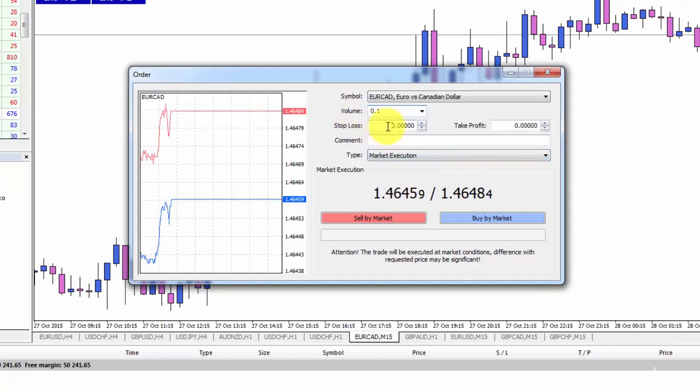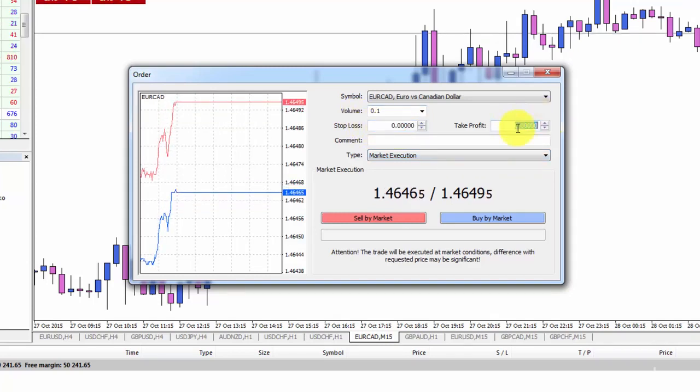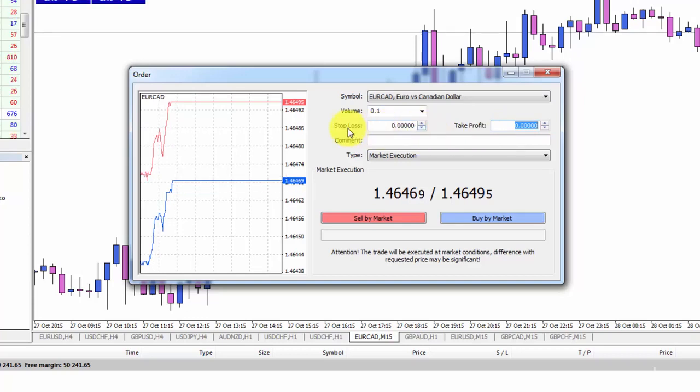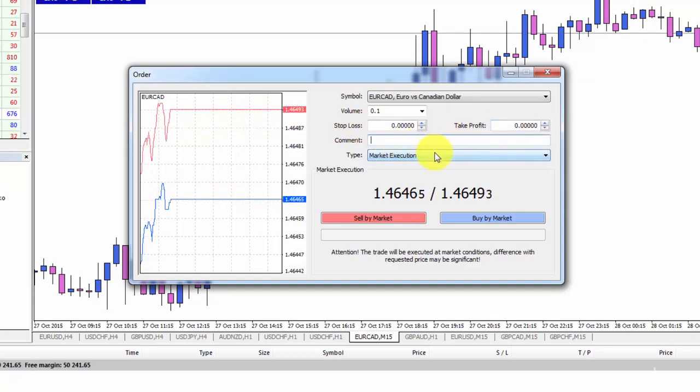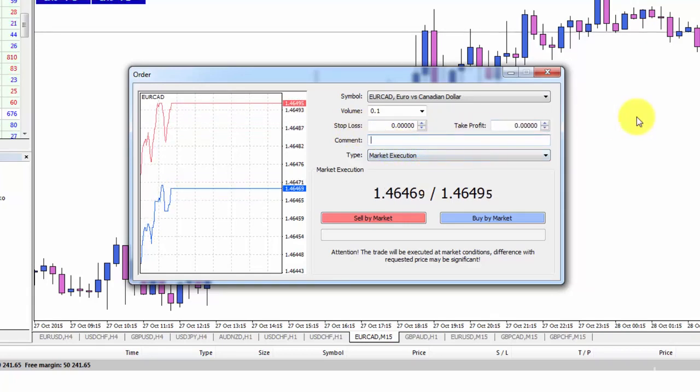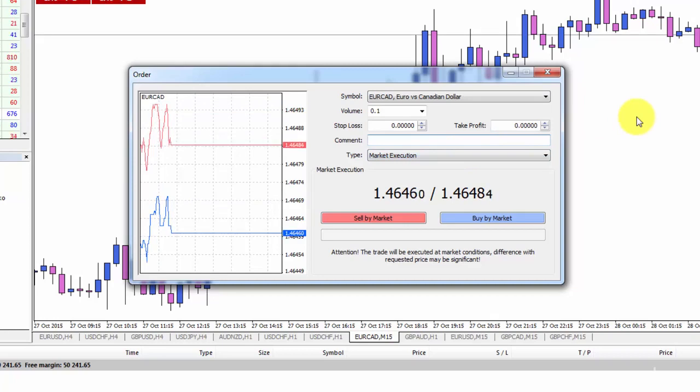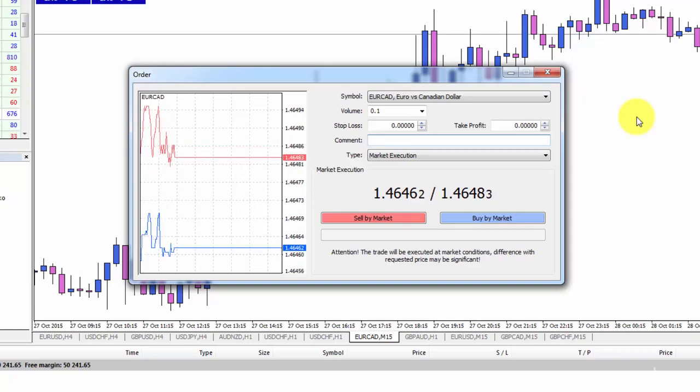Then you've got your stop loss and take profit. We won't talk about the stop loss and take profit for now. We will cover them in a separate tutorial in this section. So let's leave them for now. Here you can type in a comment. Comments are useful, especially when you're trading the foreign exchange manually. Then you can maybe write what strategy you were using. Maybe you can write what mood you were in.